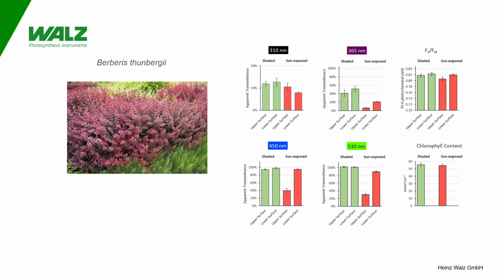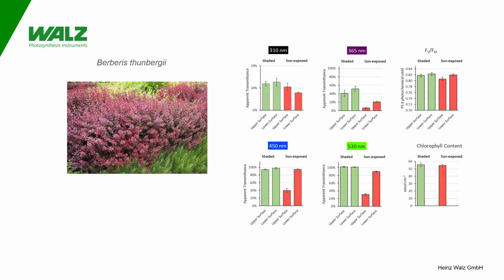To finish this presentation, 2 examples of measurement sets. First, measurements with the red Berberis thunbergii. For this plant, based on the color of the leaves, you expect high screening levels of blue and green incident light. Two variables were considered: shade leaves versus sun-exposed leaves, and the upper sides versus the bottom sides of the leaves. With respect to UVB and UVA, it is quite clear that sun-exposed leaves contain more screening pigments than the shade leaves for both sides of the leaf.